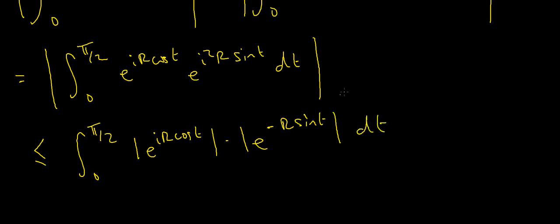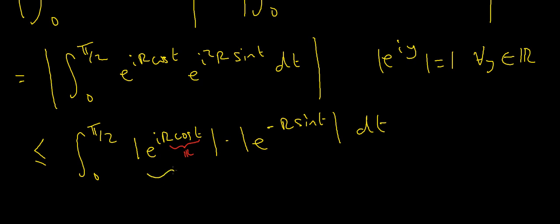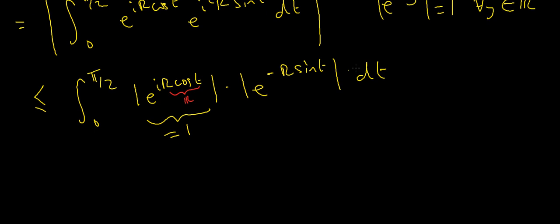Okay, well I know that t is a real number, so therefore cos t is also a real number, and r is also a real number. So let's just draw this in. So this is actually a real number. And if this is a real number, then we know that e to the iy has modulus 1 for any real values of y. If y were a complex number, this wouldn't quite be true. So if this whole thing is equal to 1, then I can get rid of it. It traces out a unit circle in the complex plane. And I'm just left with modulus of e to the minus r sine t.